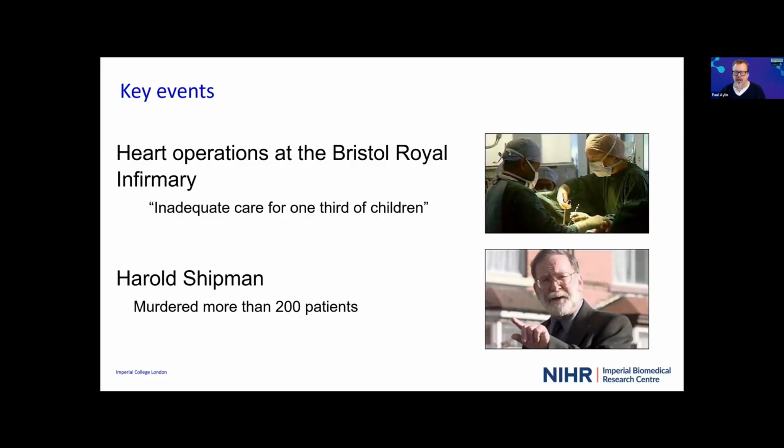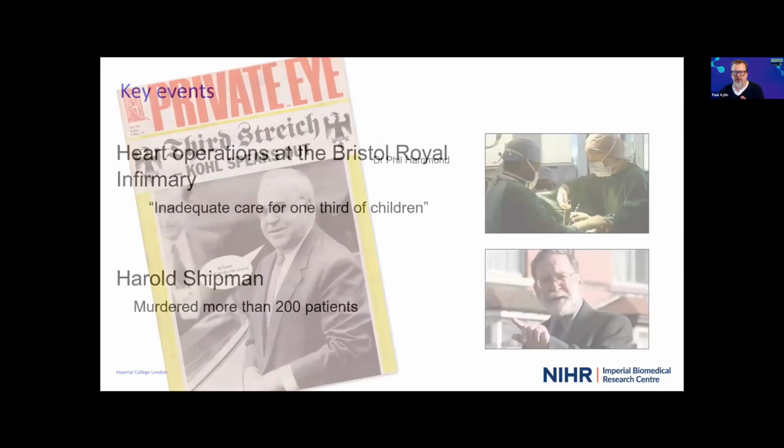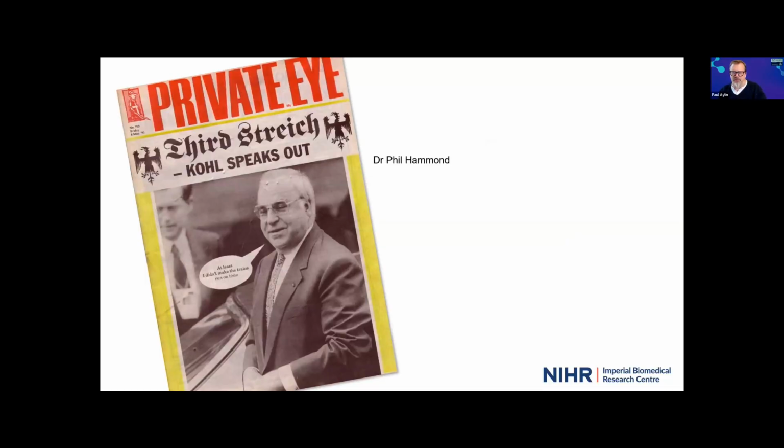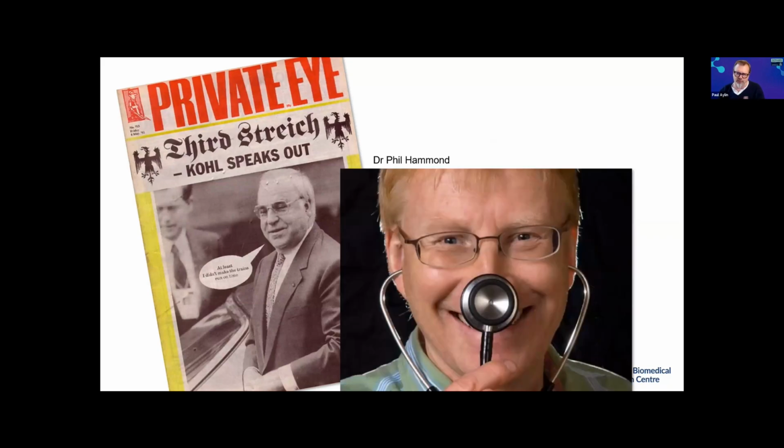200 of his patients. So the Bristol Royal Infirmary, this scandal sort of brewed and arose out of rumours that were well circulating at the time of poor care at Bristol, and this, in particular, this paediatric cardiac surgical unit. And they were highlighted by Dr. Phil Hammond in the satirical magazine Private Eye. And he had a number of columns talking about this problem.